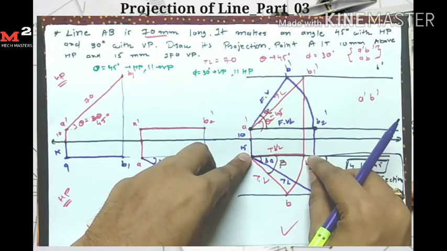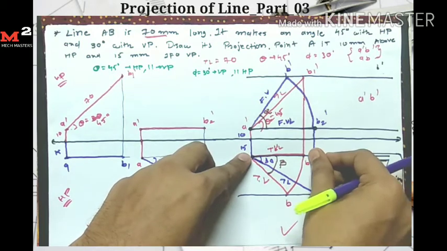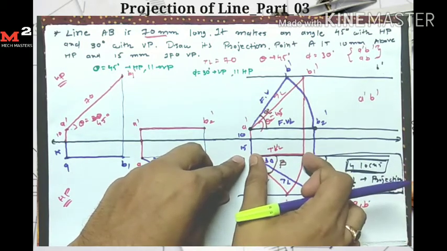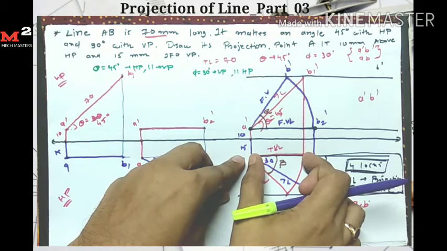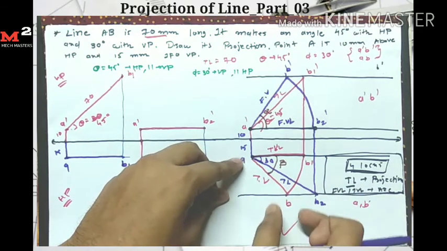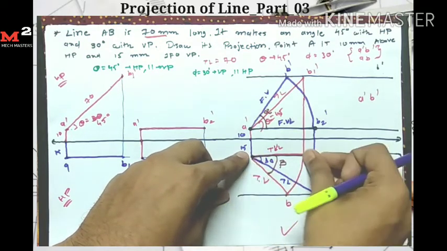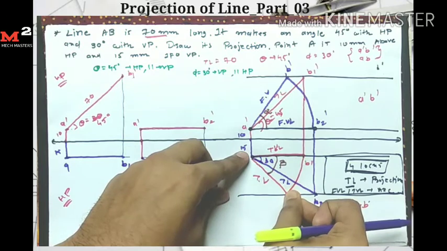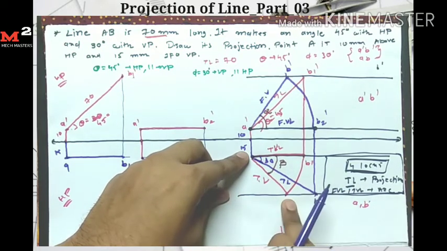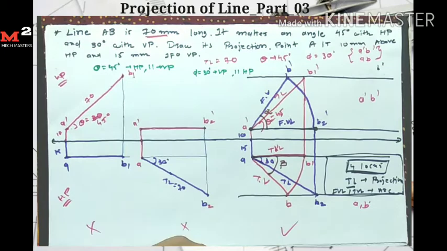For finding the top view, I have two conditions for point B. Its distance from A is this much, the top view length, and point B lies on this locus. So I take A as the center and the top view length as the radius, and draw an arc which intersects here. So I get my point B here, and I find my final top view AB.